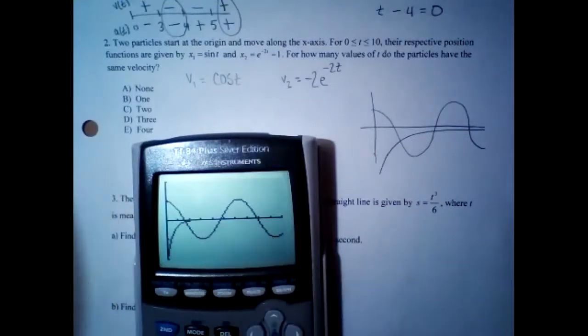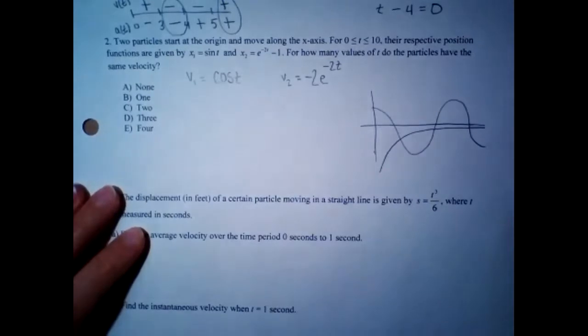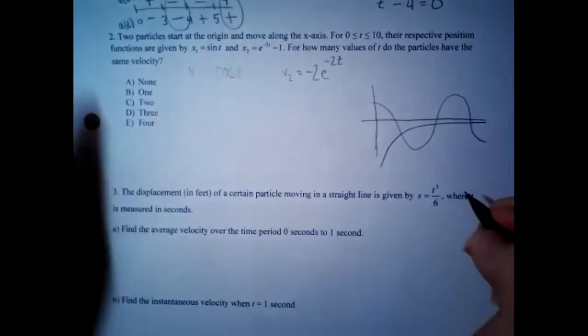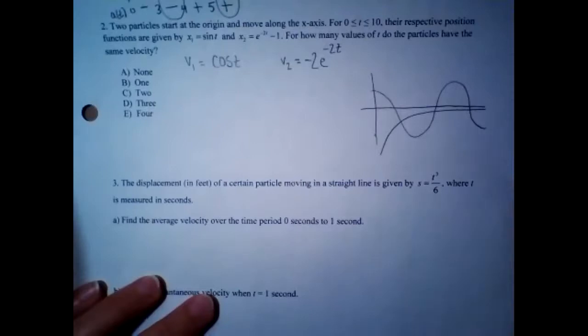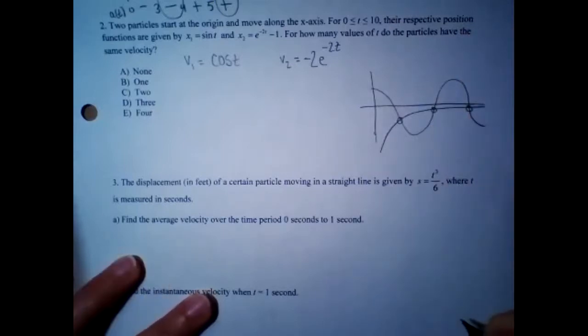So how many times are these velocities equal? How many intersections do we get? We don't have to find them, we just need to count them. And good, I was going to wait and see if anyone else wanted to answer it, but good, there are 3. So that one is D.